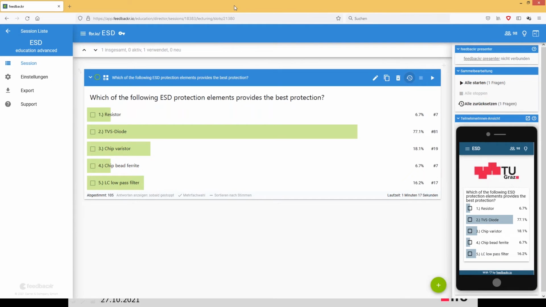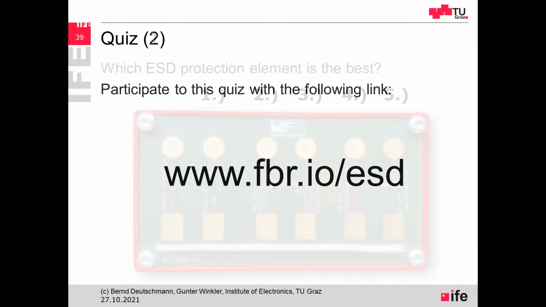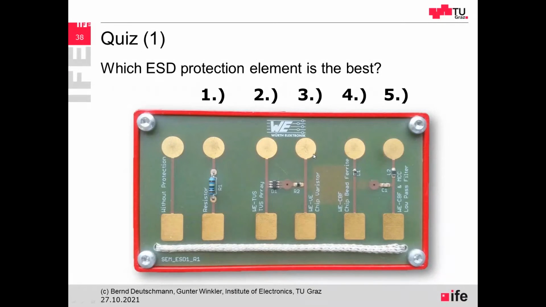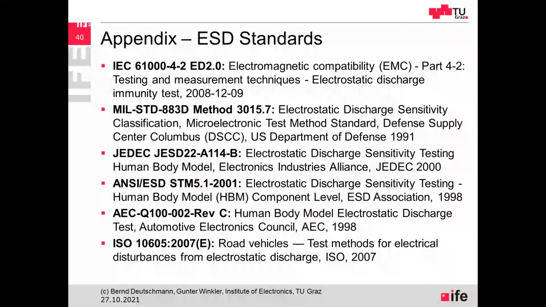So very good, so we're absolutely right. The TBS diode in this case is really the best protection structure that can be found here on this very nice demonstration board that we got from Würth Electronics. Okay, and at this part, I would like to hand over to my colleague David, who will give you some further information on the so-called SEED approach, how to really figure out how we can protect our electronic systems.